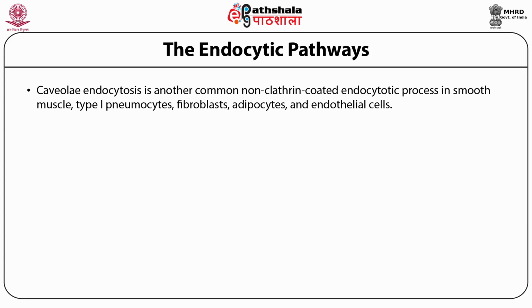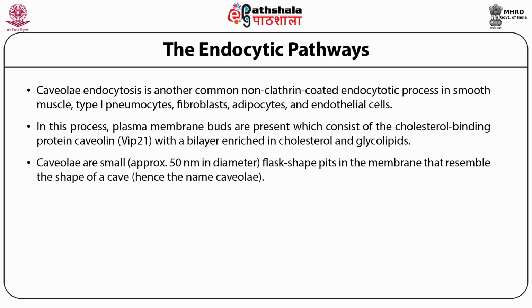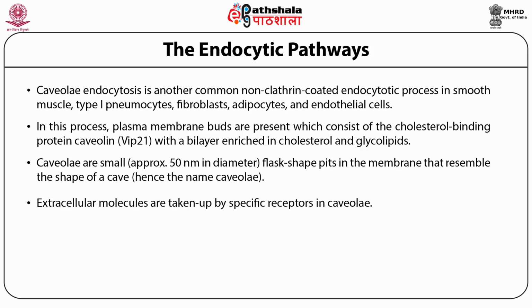Caveolar endocytosis is another common non-clathrin-coated endocytotic process in smooth muscles, type 1 pneumocytes, fibroblasts, adipocytes, and endothelial cells. In this process, plasma membrane buds are present which consist of the cholesterol-binding protein caveolin, that's VIP21, with a bilayer enriched in cholesterol and glycolipids. Caveolae are small, approximately 50 nanometer in diameter, flask-shaped pits in the membrane that resemble the shape of a cave, hence the name. Extracellular molecules are taken up by specific receptors present in this caveolar endocytosis.